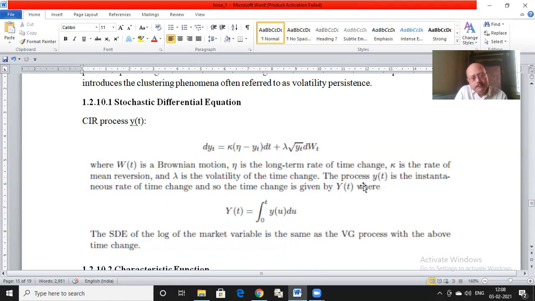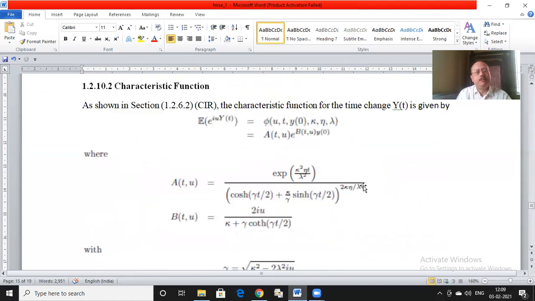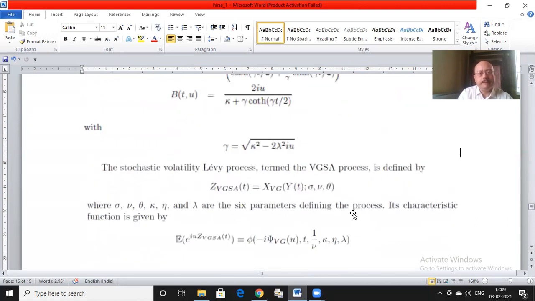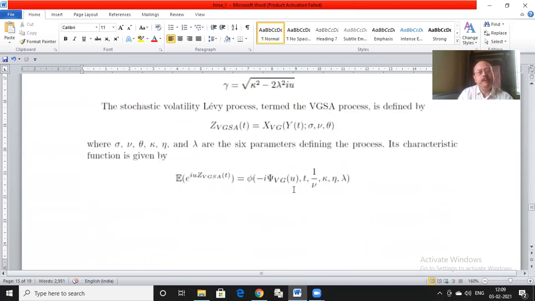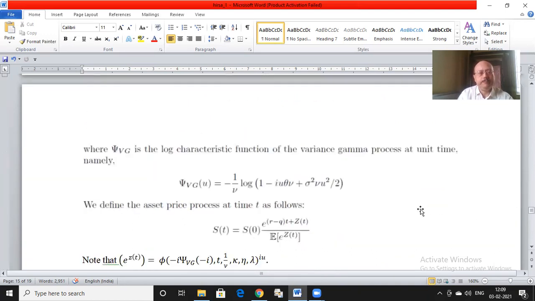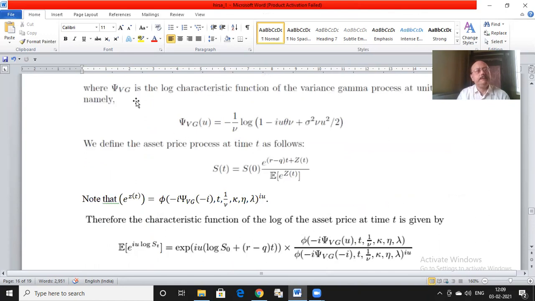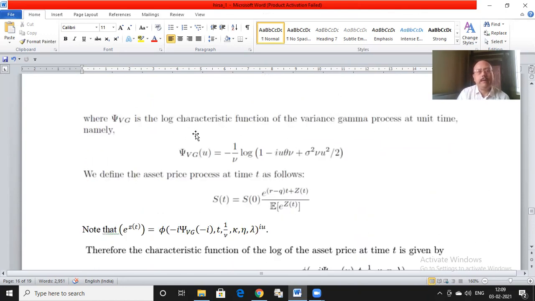When I include that time change in the variance gamma process, I call it VG with stochastic arrival. So what will happen to the characteristic function is, it will be related to the variance gamma process, but it will be moderated by a different timeline. This capital psi, the log characteristic function of the variance gamma process, we have seen before. It looks like this.